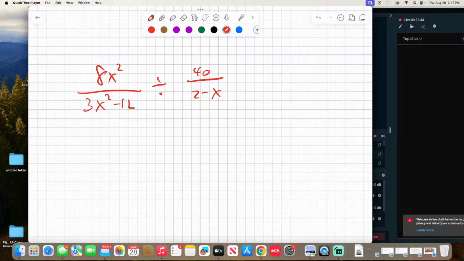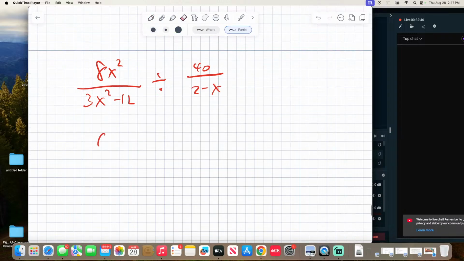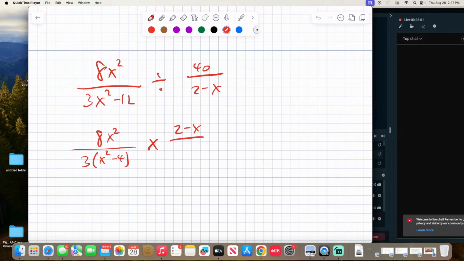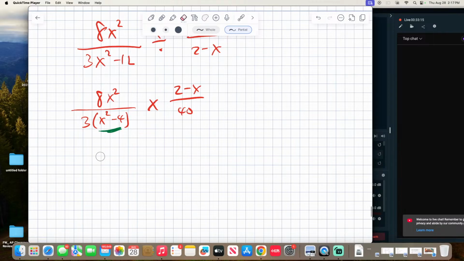So I am going to do keep, change, flip first. And I'm going to factor out 3 first. Is that okay? And I'm going to change the division to multiplication by 2 minus x over 40. Is that okay? What else can I factor? Factor a 4 out of the... Difference of squares. There was a difference of squares. Thank you. Yep.